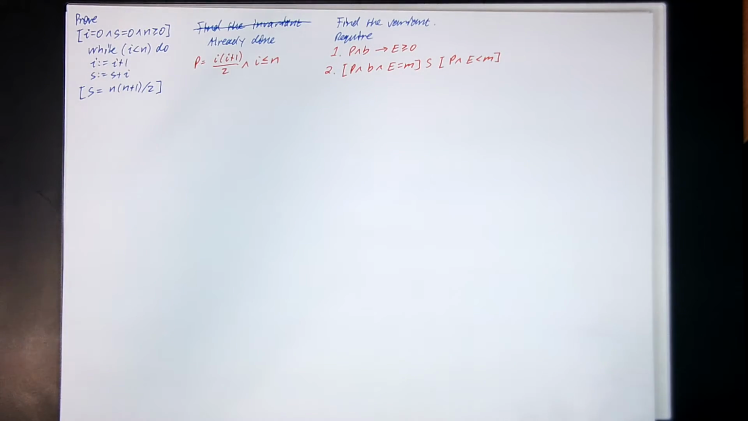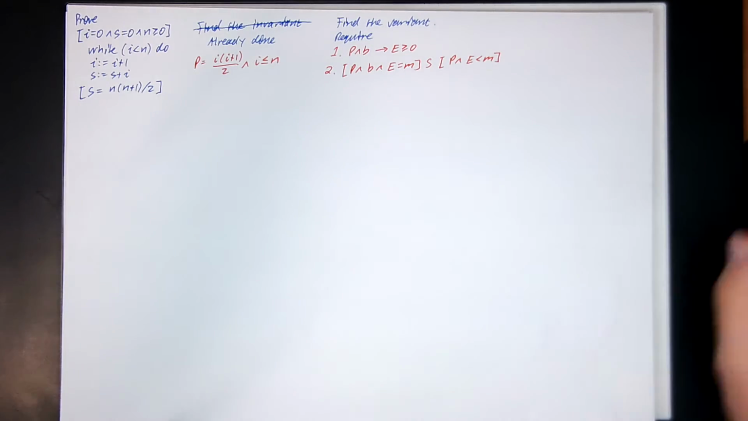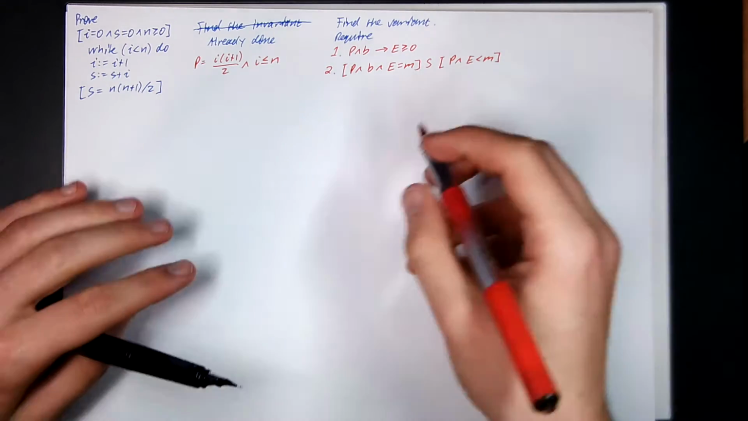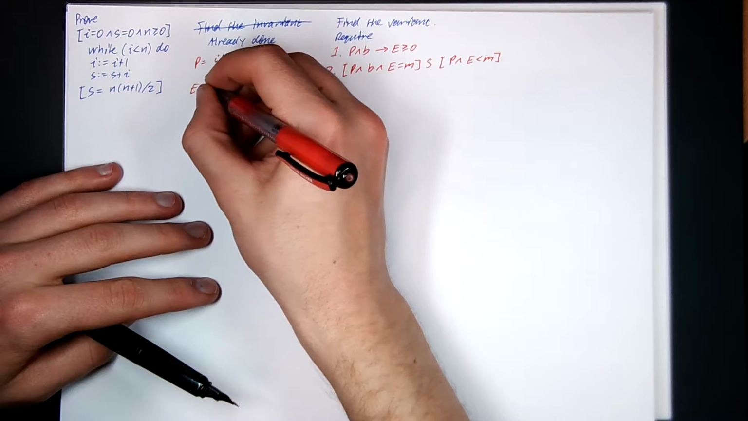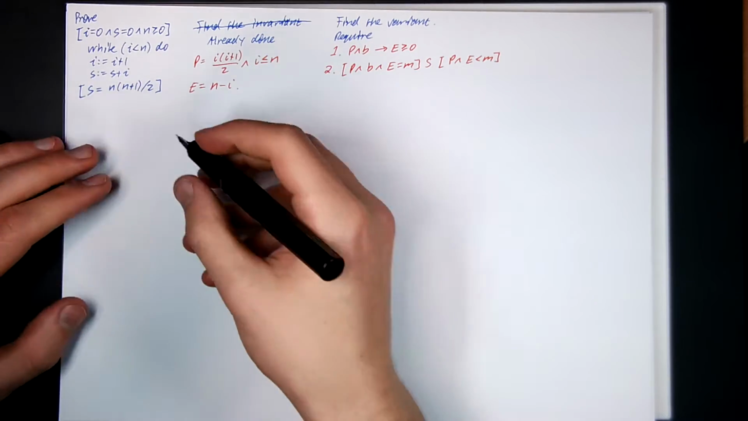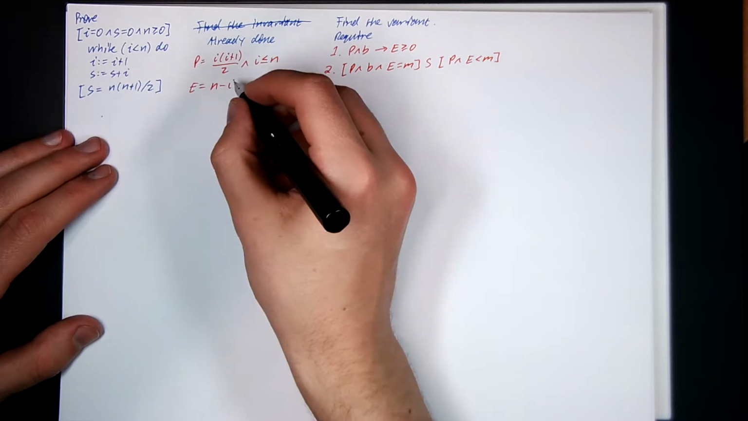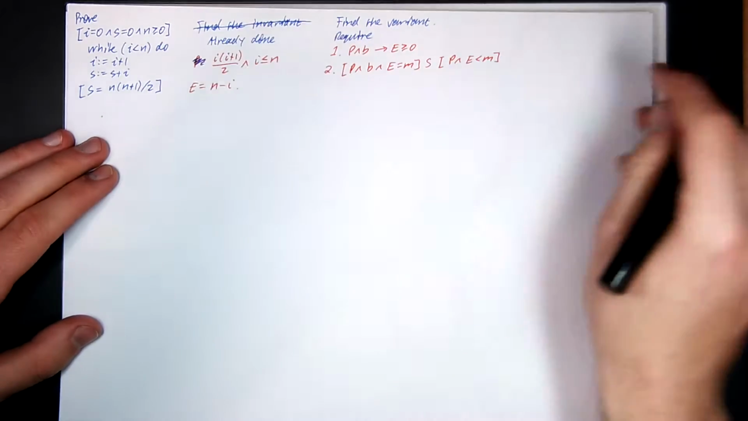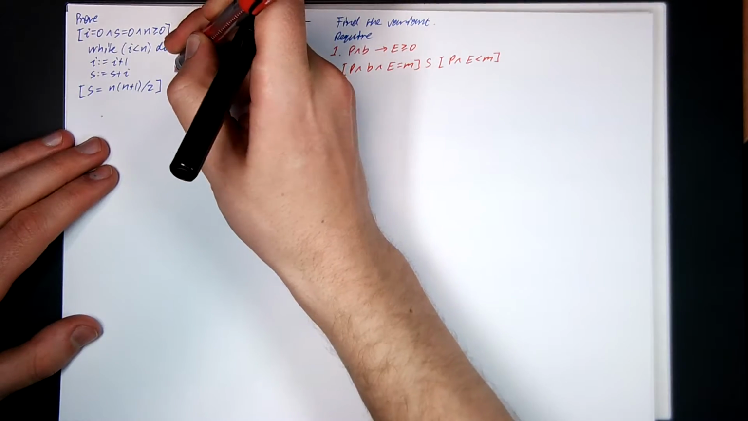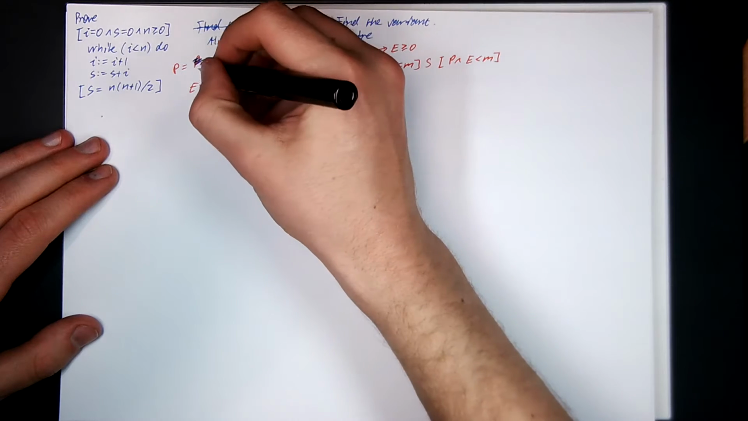So now we've got two things to show. We have to show that P and B implies E is greater than or equal to 0, and we have to show this great big rule here. So what was our variant? N take I. Okay, so we better check rule 1. If P is true, so what's the statement? P is the statement that S is equal to I times I plus 1 on 2.